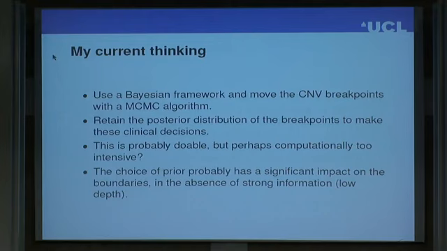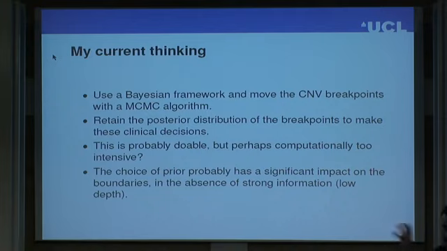My current thinking, and again I would very much welcome feedback, because we're in the process of setting that up and I don't think it's been sorted out quite yet, is to try to use some sort of Bayesian framework and move the CNV breakpoints using an MCMC type algorithm, and retain the posterior distribution of the location of the breakpoints to make a clinical decision. It's probably doable, but maybe computationally too intensive, maybe it's overkill, maybe we don't need to be that precise. But I think that's the right way to think about it.